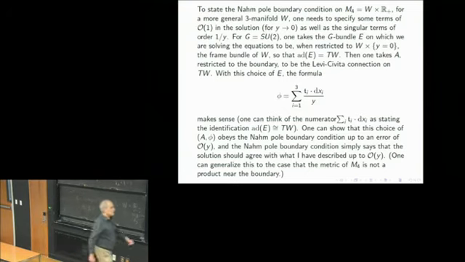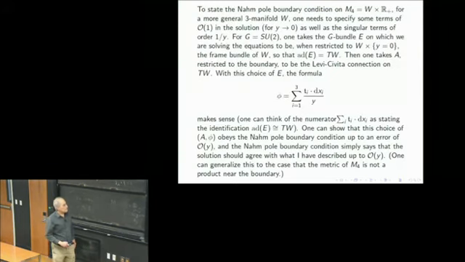sorry, I wrote the Nahm pole boundary condition, but I should have said the KW equations. It obeys the KW equations up to an error of order y, and the Nahm pole boundary condition simply says the solution should agree with this up to order y. You can generalize this to the case that the metric isn't a product near the boundary, but I just stated it for the product case.